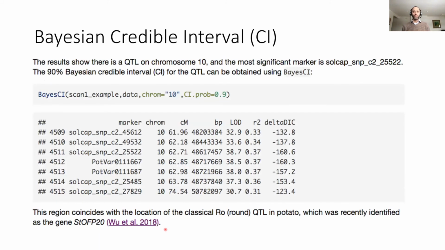Now, you might want to go beyond just knowing what is the marker that had the highest value. You might want to know what the potential interval is, and there's a function called Bayes CI, which gives you a Bayesian credible interval, and it uses the same idea present in the rQTL package. It basically takes the lod score and looks at what area under that lod profile for that chromosome accounts for whatever percentage of the total area. And that CI prob would mean that you want to know, okay, 90% of the area under the lod profile is between these two markers.